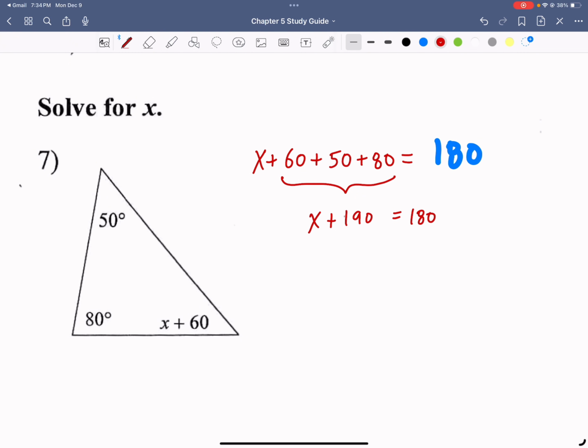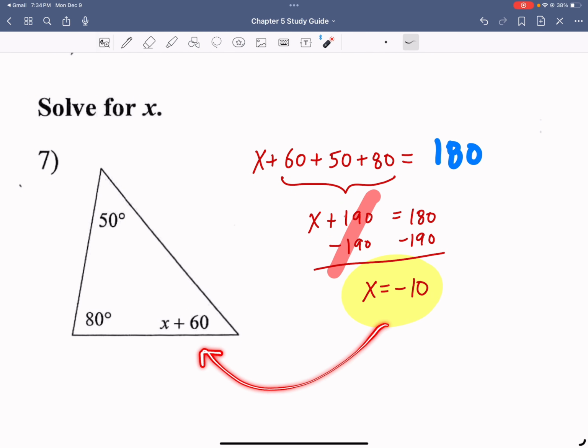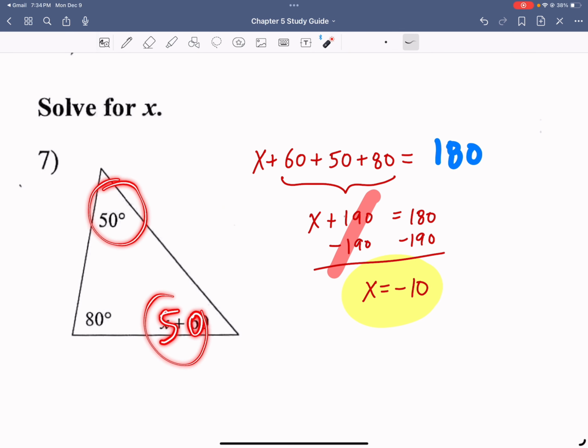Now, to get x by itself, just do simple algebra. Subtract 190, subtract 190. You're going to end up with x equals negative 10. And that will be your answer. If you were to plug it back in, think about it, that would be -10. And then if you plug in -10, that would just be 50. Well, 50 plus 50 is 100, plus 80, that's 180. So, ding, ding, ding. You can have a negative answer, is what I'm saying.